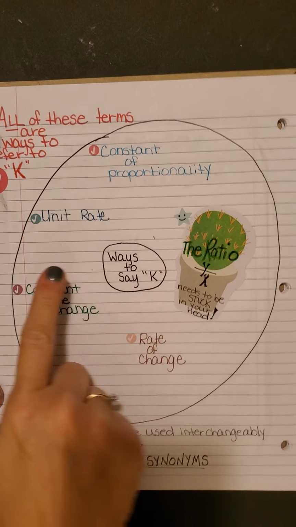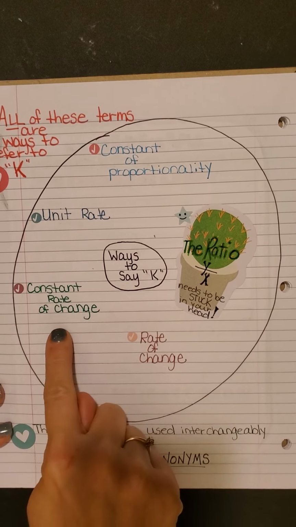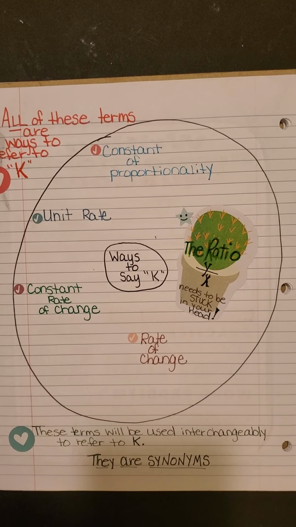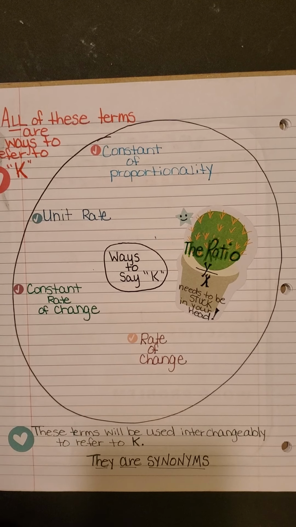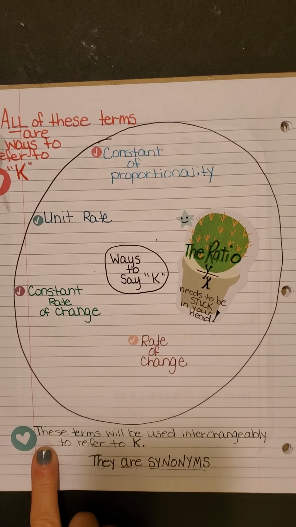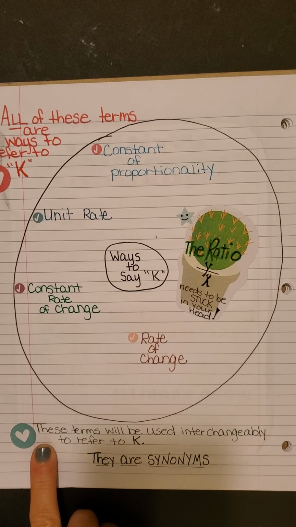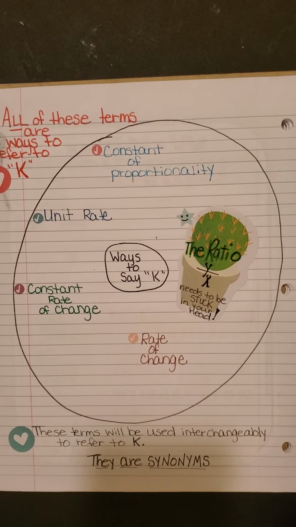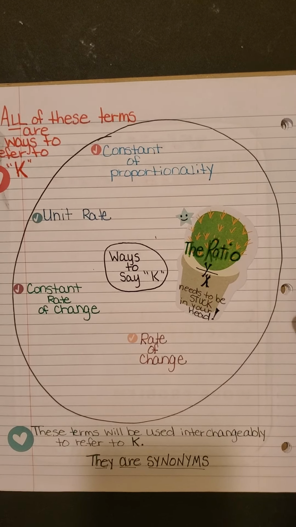Constant of proportionality, unit rate, constant rate of change, rate of change. All of these terms are ways to refer to K. These terms will be used interchangeably to refer to K. They are synonyms. K is the ratio of Y over X. This needs to be stuck in your head. So I want you to take your notes, get your OMG, and I want you to put this circle map in there, because these are all of the ways that you say K.